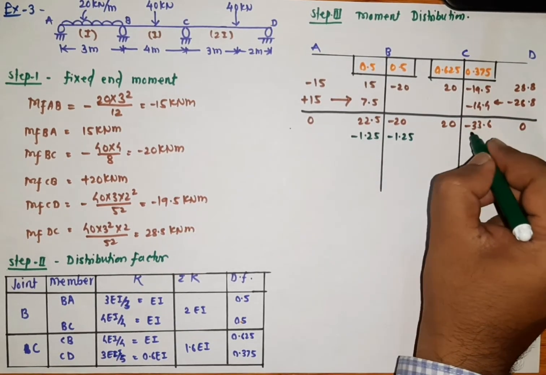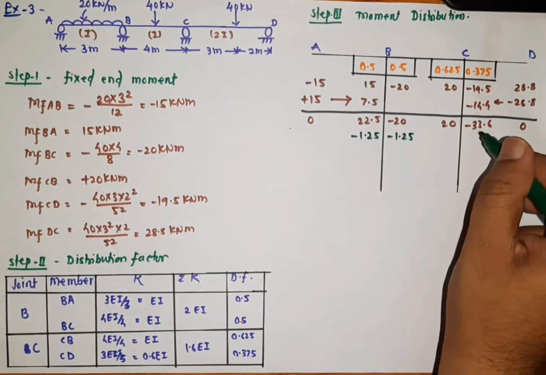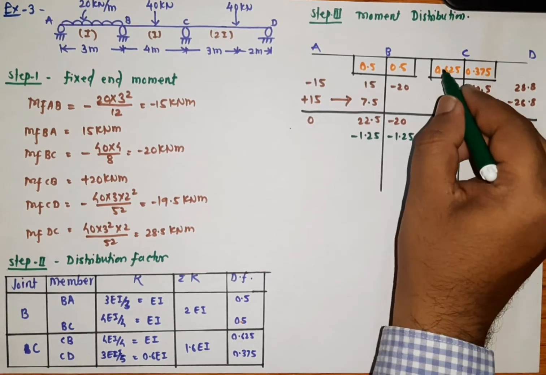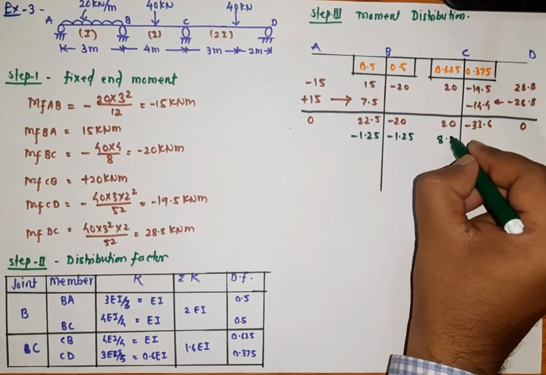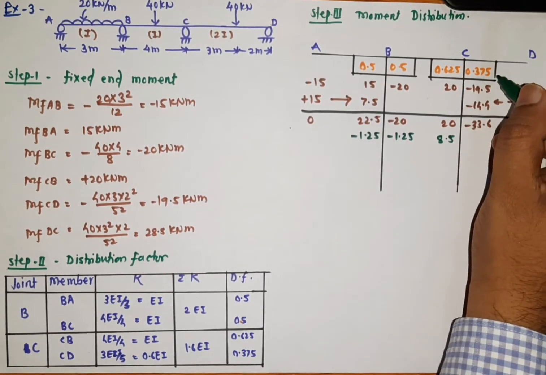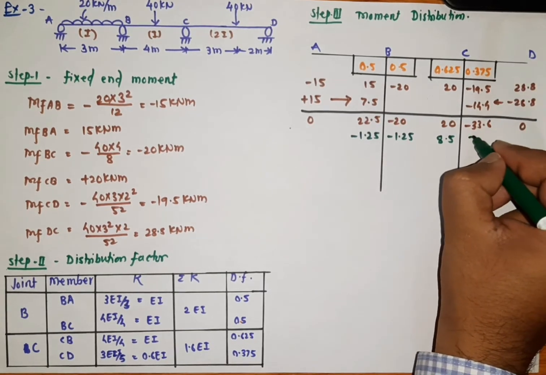Similarly, 20 plus 30 minus 33.5, the addition is minus, that's why the remaining will be plus. When we multiply the addition of this with 0.625, the answer will be 8.5. Again, addition of these two, multiply with 0.375, it will be 5.1.